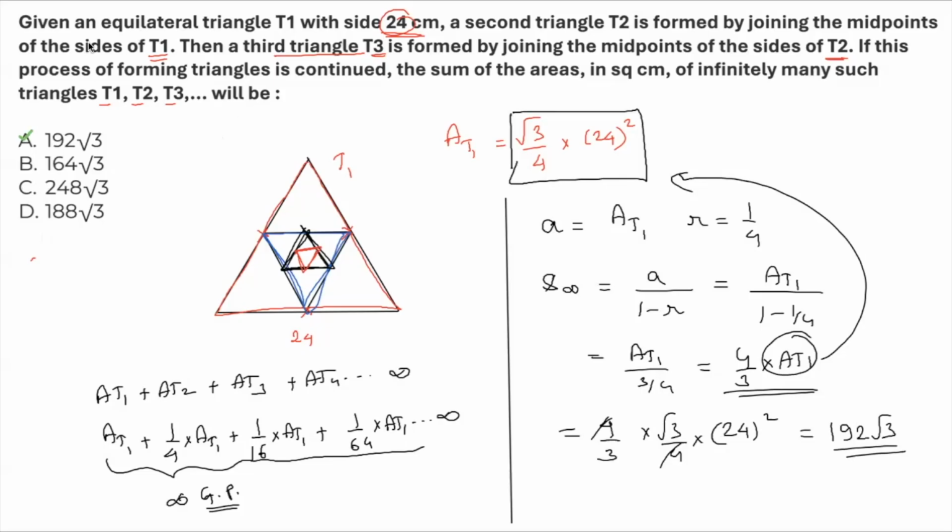Very simple question. We simply use the concept of an infinite GP here. Once we see that the triangles are forming an infinite GP, we use A upon 1 minus R. And that's how we do this question. The answer is option A, 192 root 3.